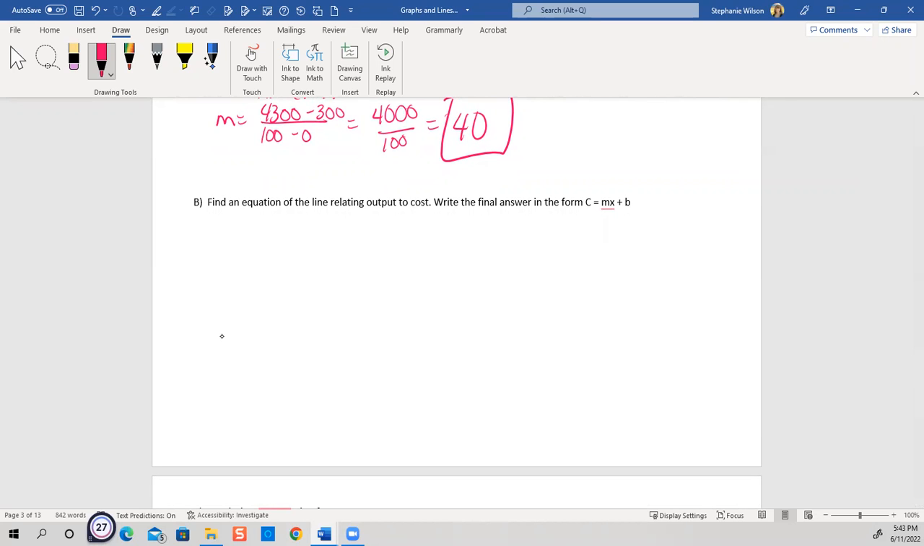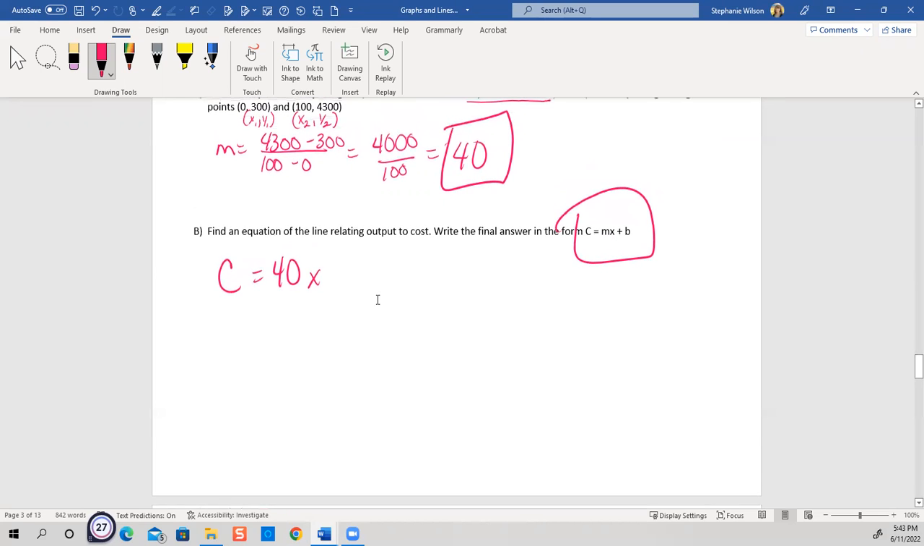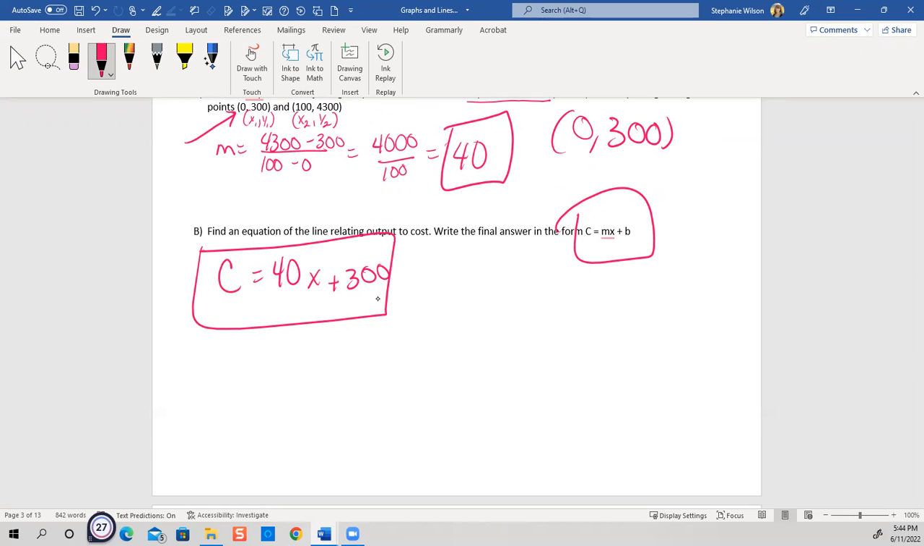Now we're going to find an equation of the line relating the output to the cost. We want to write it in slope-intercept form, where C represents my cost. Well, we know what the slope is: it's 40. And what is my y-intercept, B here? Go back to that ordered pair. They made it so much easier for you. The ordered pair is (0, 300), and that tells me the y-intercept. So it's plus 300, which is positive. So I got my answer here.